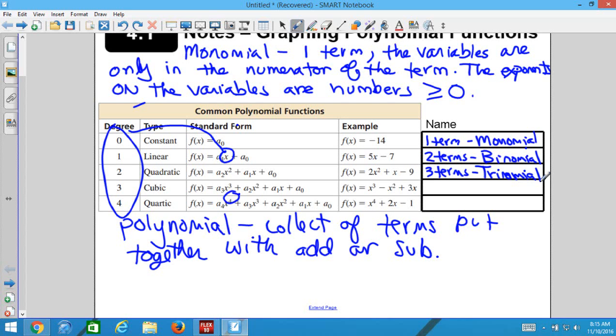So looking at the cubic, x cubed minus x squared plus 3x. How many terms? 3. The example has 3 terms, so we call it a trinomial. And then we've got the quartic, the 4th degree. We've got x to the 4th plus 2x minus 1. How many terms? 3 terms.